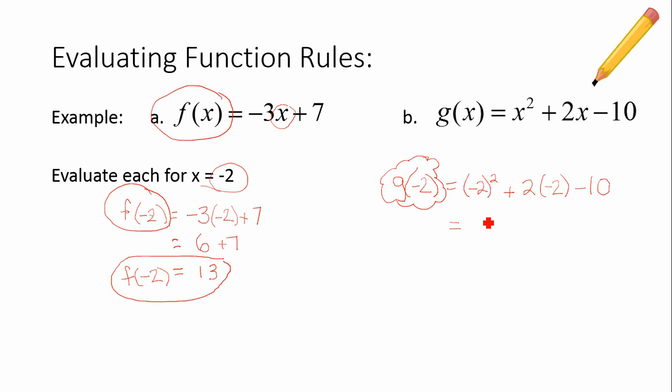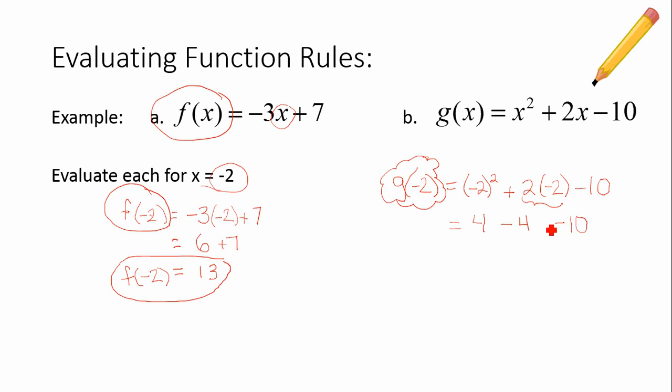And -2 squared. Now be careful, that's -2 times -2. That is +4. And next, I would not add yet, guys. I would just do multiplication. Now we would take 2 times -2, that's -4. And now I would just drop down that subtract 10.